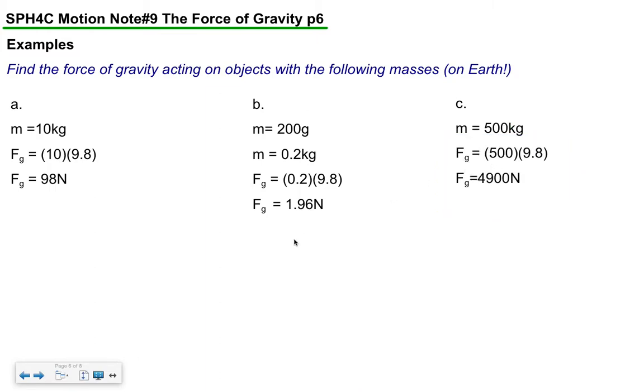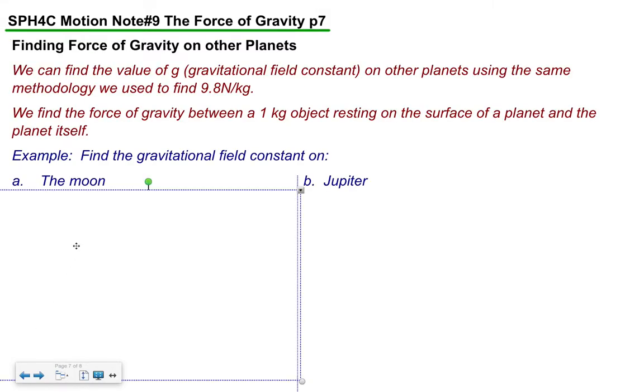Okay, so that's calculating force of gravity on Earth, which is almost always what we do. We don't calculate many other places. But that doesn't mean we can't. Finding the force of gravity on other planets. So if we use the same train of thought that we used to find the force of gravity on Earth, which is basically finding the force of gravity on any 1 kilogram object resting on the surface of a different planet, we can then find the moon's gravitational field constant, or Jupiter's, or anyone else's, okay?